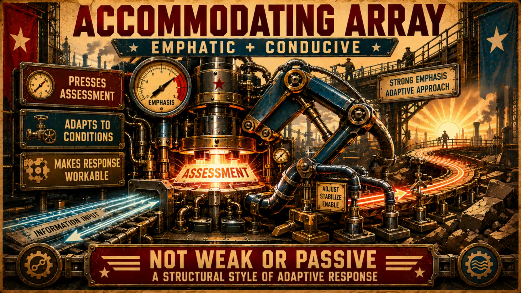The second array group is accommodating. Accommodating combines emphatic expression with a conducive approach. So this is not a function that disappears into the background. It still presses its assessment with weight. It still gives a firm reading. It still says, this matters. But it does not steer the response in the same direct way as governing.